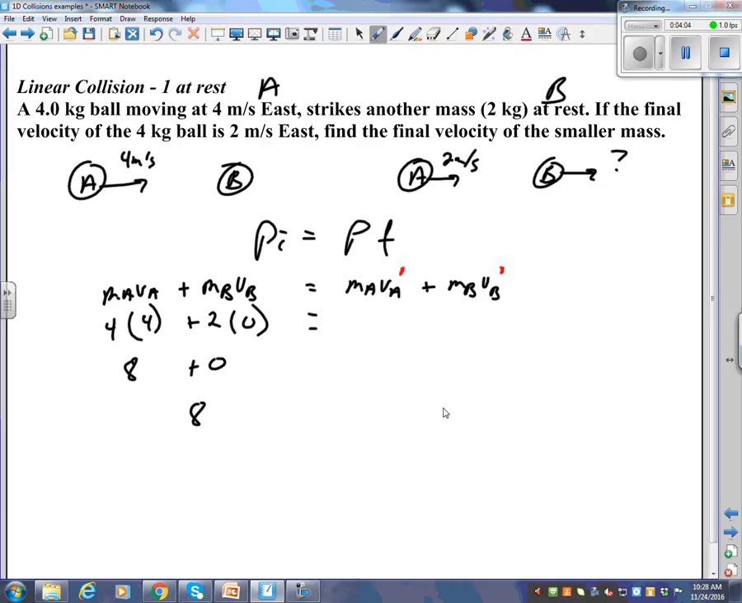Wait, 4 times 4 plus 2 is not 8. You're right, it's actually 4 times 4 is 16, and 2 times 0 is 0. So MA here would be 4. We're looking for the smaller mass, which is B. A moving after is 2. So 4 times 2. The smaller one is 2 VB prime.